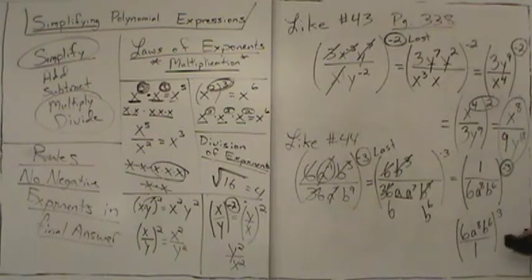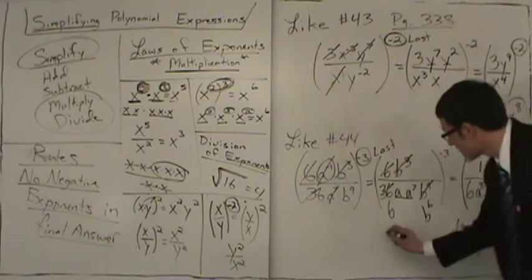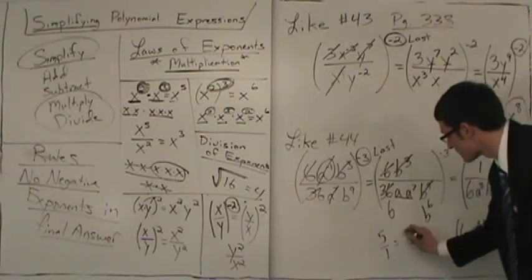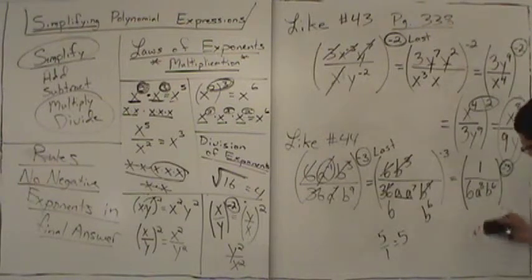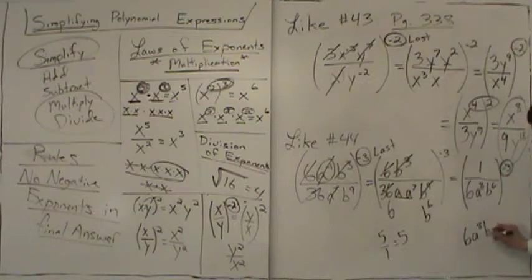Now my question is, is it necessary to write 1 over? Yes. But is it necessary to write everything over 1? No. Remember that 5 over 1 is just 5. So we don't have to write everything over 1. We can just write this as 6 over a to the 8, b to the 6th, all this to the third power. Now, we cube everything inside.